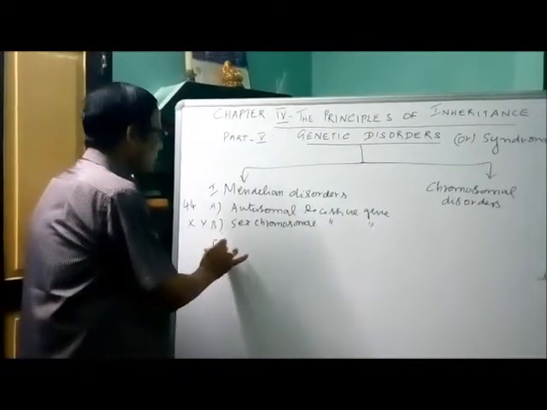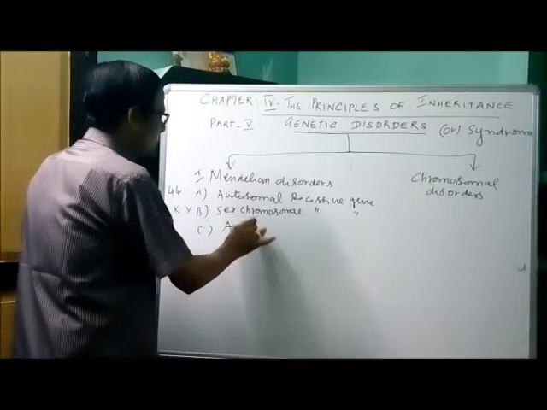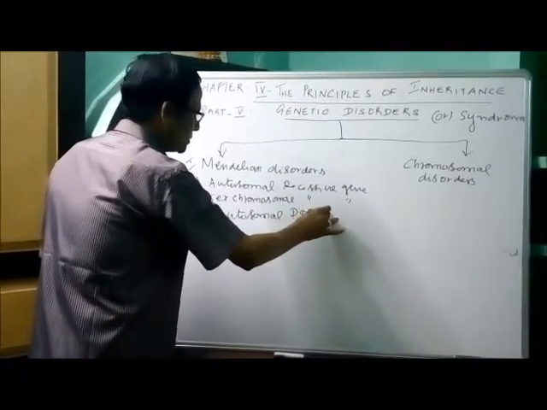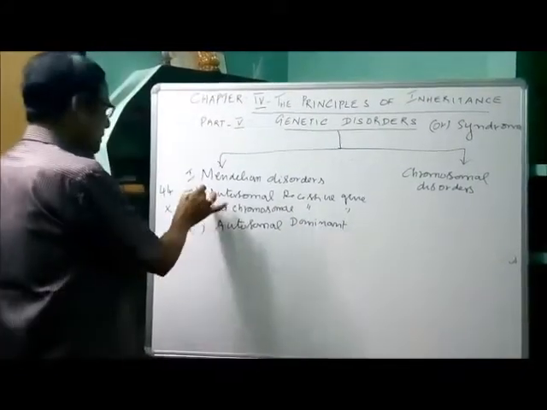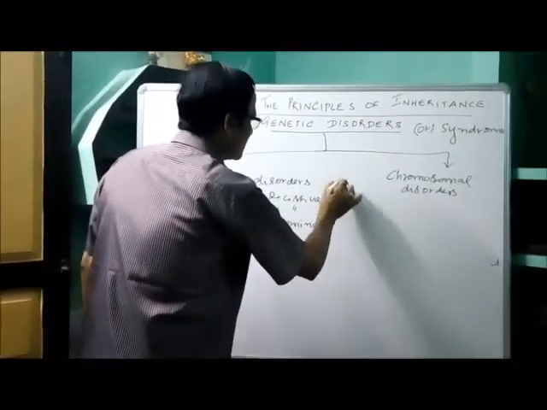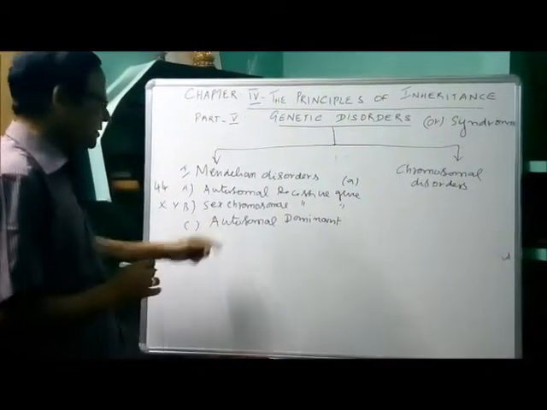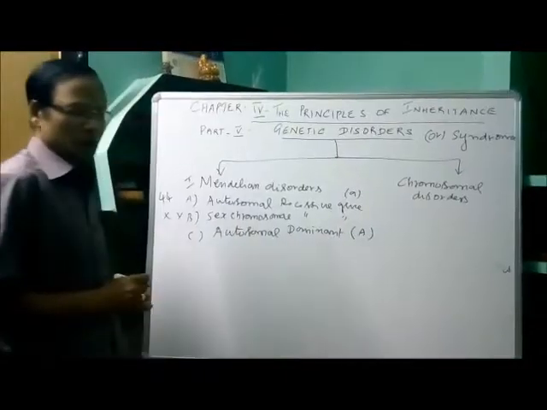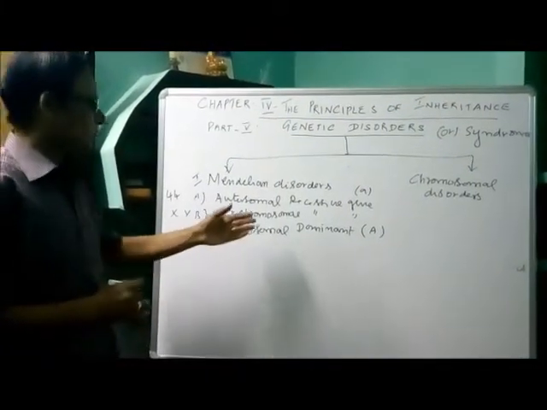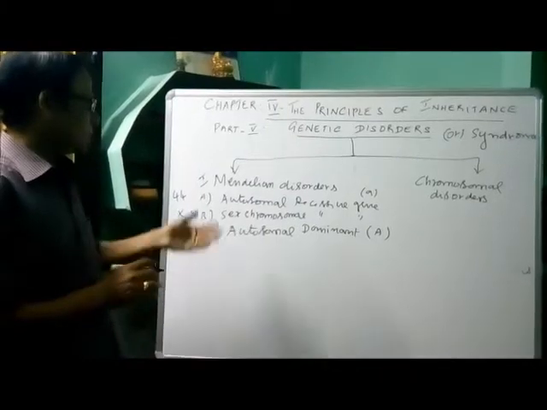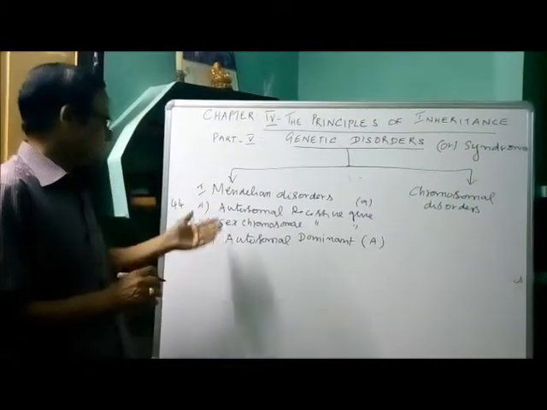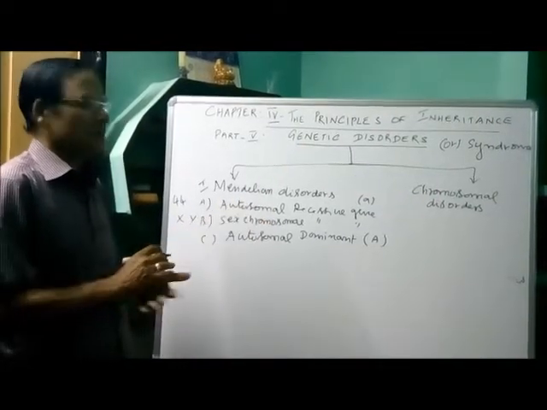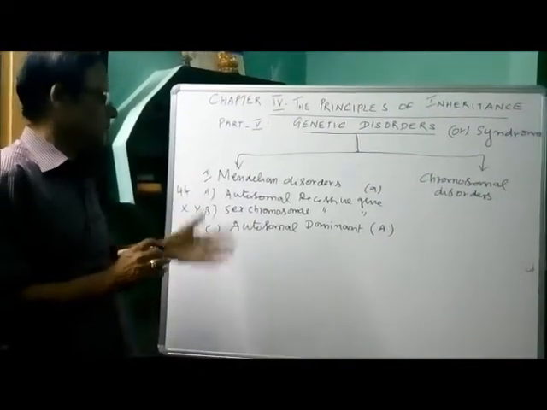The third one, autosomal dominant gene disorder. Here the recessive gene causes a disease. And in the case of autosomal dominant, a dominant gene in one of the autosomes results in the production of a disease. So autosomal recessive gene, sex chromosome recessive gene disorder, and autosomal dominant gene disorder. These are the three types. Let us discuss in detail later.